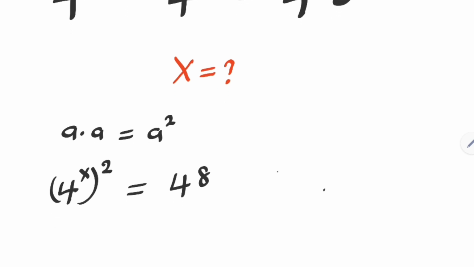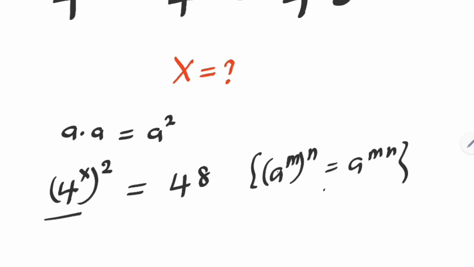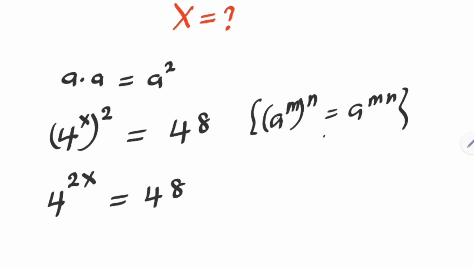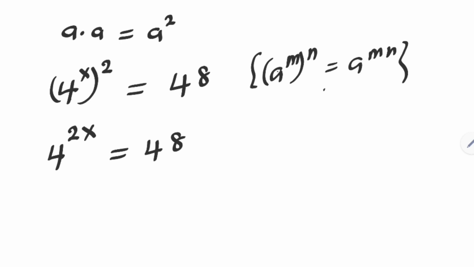If you have a raised to power m to the power of n, this is equal to a raised to power mn. This can be written as 4 raised to power 2x is equal to 48. Let us take the log on both sides of this equation. Log 4 raised to power 2x is equal to log 48.